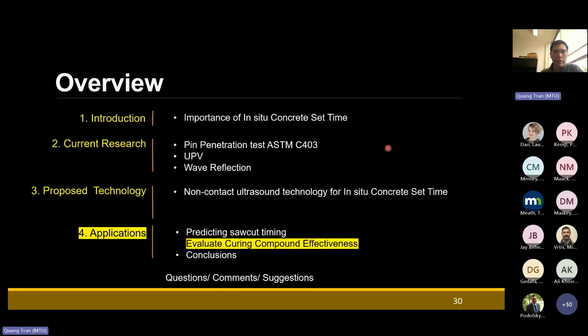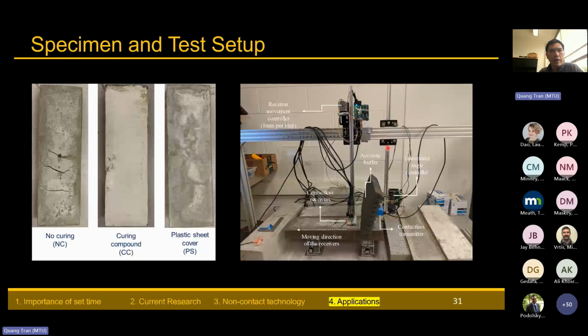So I will talk about another application of the non-contact testing. Here we are trying to evaluate the effectiveness of different curing methods. In the lab, we made 3 samples. On the left is the sample with no curing, the middle one uses a curing compound, and the one on the right is the sample that we covered with a plastic sheet.